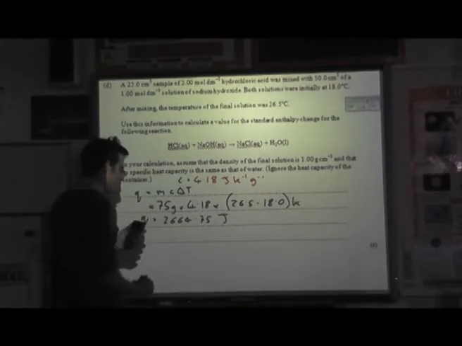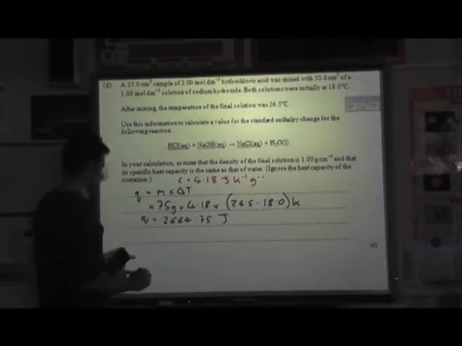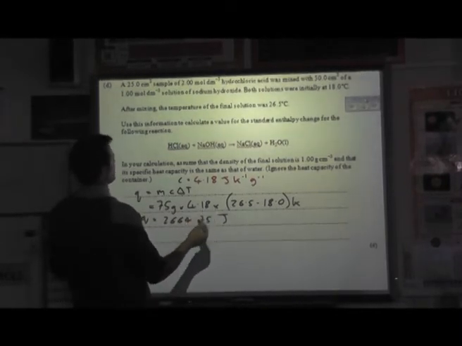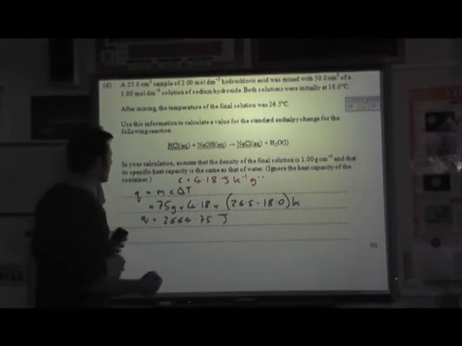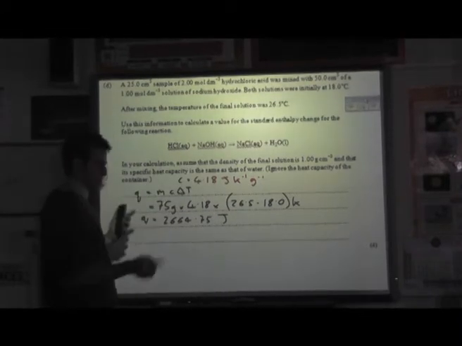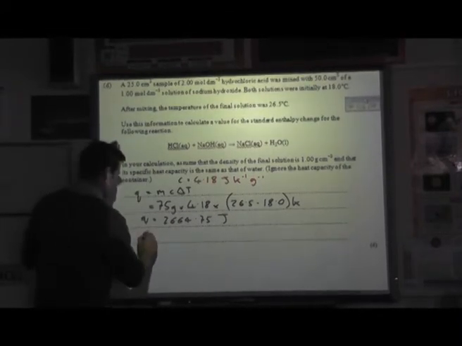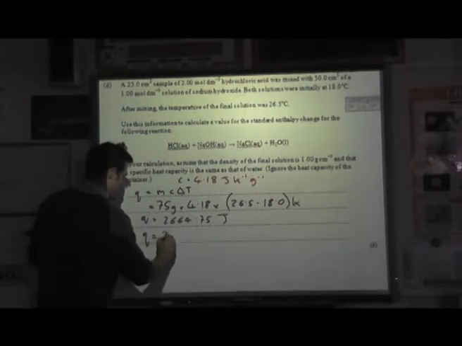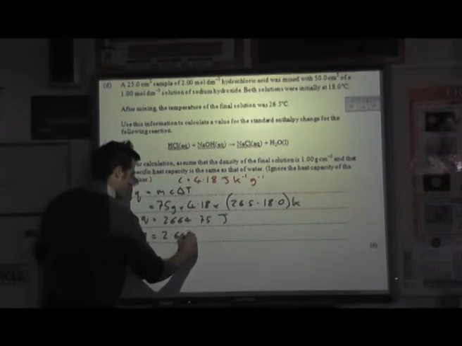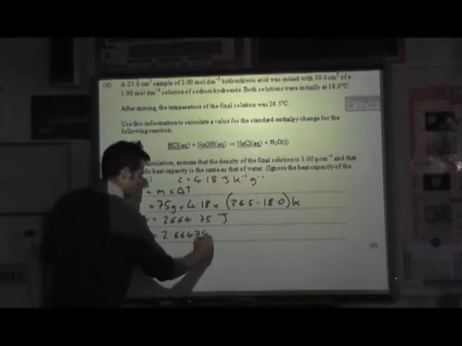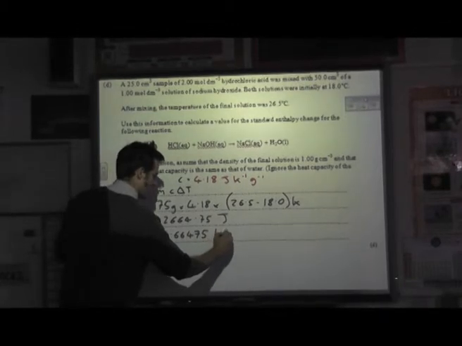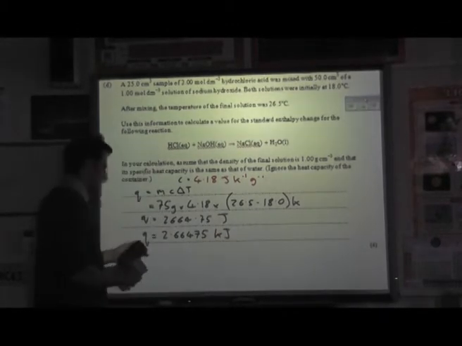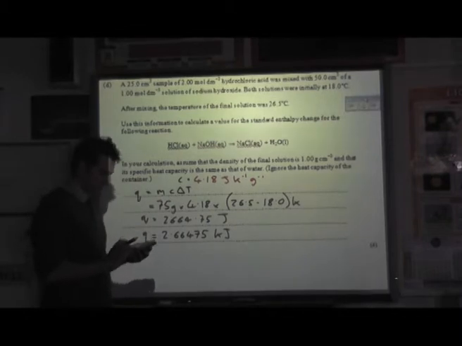Okay, before I forget, I'm going to change that into kilojoules straight away, because I'm going to want to give them a value in kilojoules per mole. That's what we normally find when we have standard enthalpy changes. We normally give them in kilojoules per mole. So that's going to equal, divided by 1,000, 2.66475. Let's keep the big number until the very last moment. Kilojoules. Okay, so that's how many kilojoules of energy was given out.